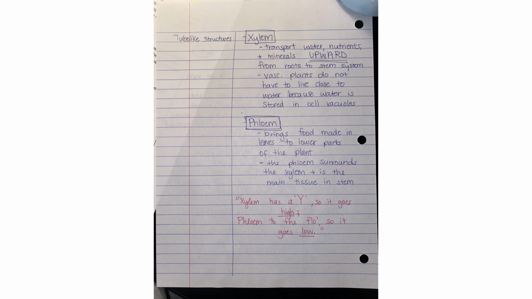All right, so for the handwritten notes, the second type of tissue here is the phloem. This brings food made in the leaves to lower parts of the plant. The phloem surrounds the xylem and is the main tissue in the stem. And then down here, I wrote the little rhyme or rap thing. The xylem has a Y, so it goes high, phloem to the flow, so it goes low. Even if you're doing the handwritten or the printed version of the notes, I do want you to write this somewhere because you do need to know that.